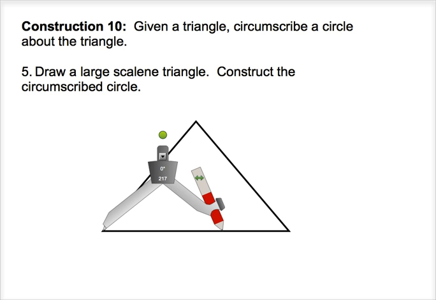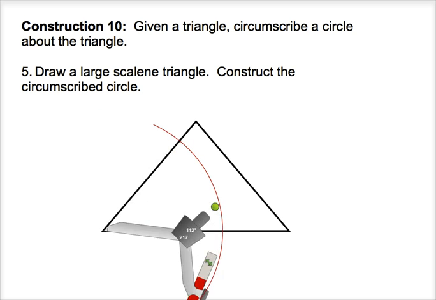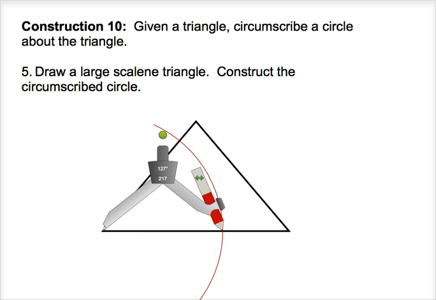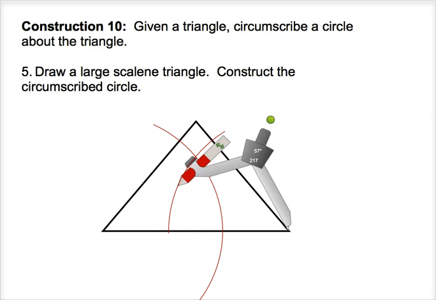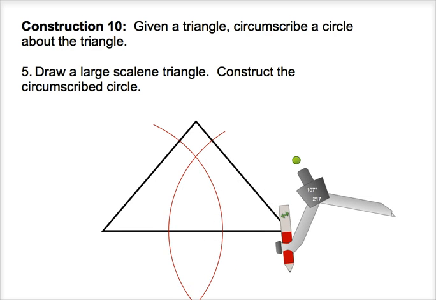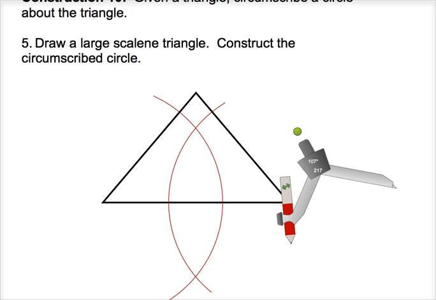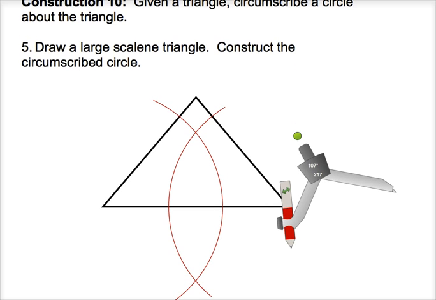So to get the perpendicular bisector, I open up my compass to more than halfway. I swing an arc from each side of the segment. And then if I connect those intersecting points together, I have the perpendicular bisector. And now I need to make sure I do this for at least one more side.